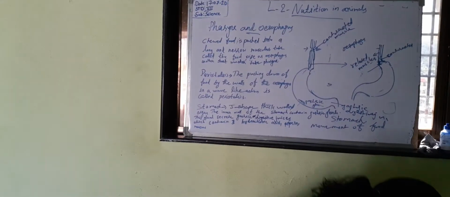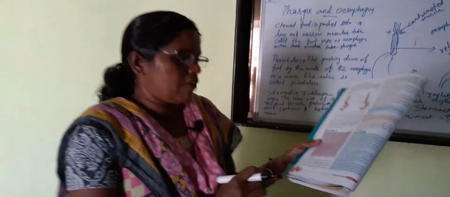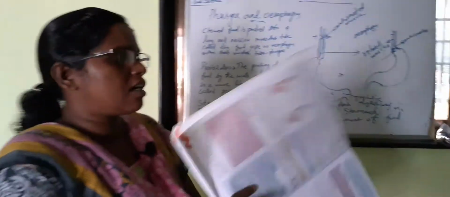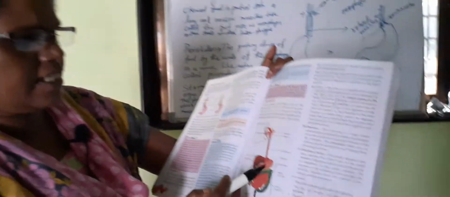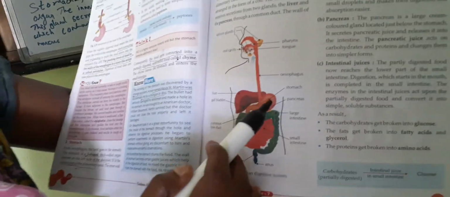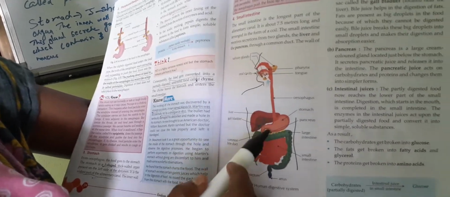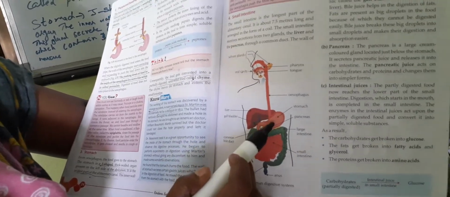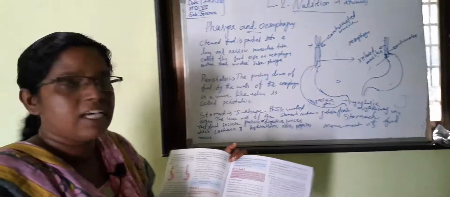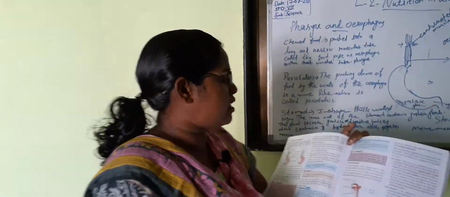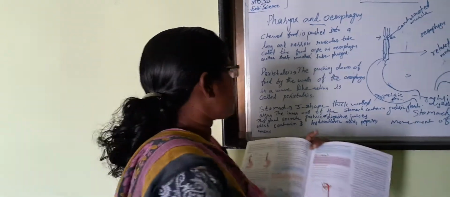So this is the J-shaped, thick-walled organ on the left side of the abdomen. This is the stomach, and this is the esophagus before the stomach. Inside, what do we have? Gastric glands. These gastric glands secrete gastric juice or digestive juice, which contains three substances: hydrochloric acid, pepsin and mucus.